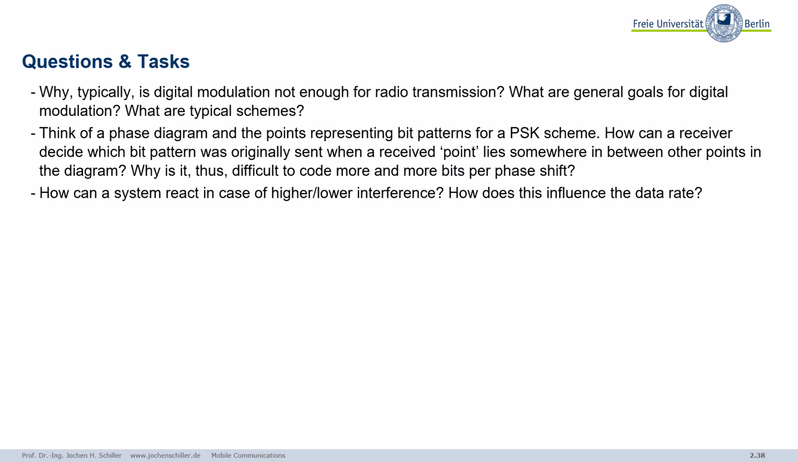Okay, some questions. Think back of modulation. Why do we need these 2 basic steps? In real systems we have some more, but these 2 basic steps. So why can't we just use the digital modulation in today's schemes? So what do we do with the digital modulation? What are the typical schemes? And now back to this question. How can we decide, if we look at these diagrams and these points we receive, which pattern was originally sent when this point lies somewhere between other points?